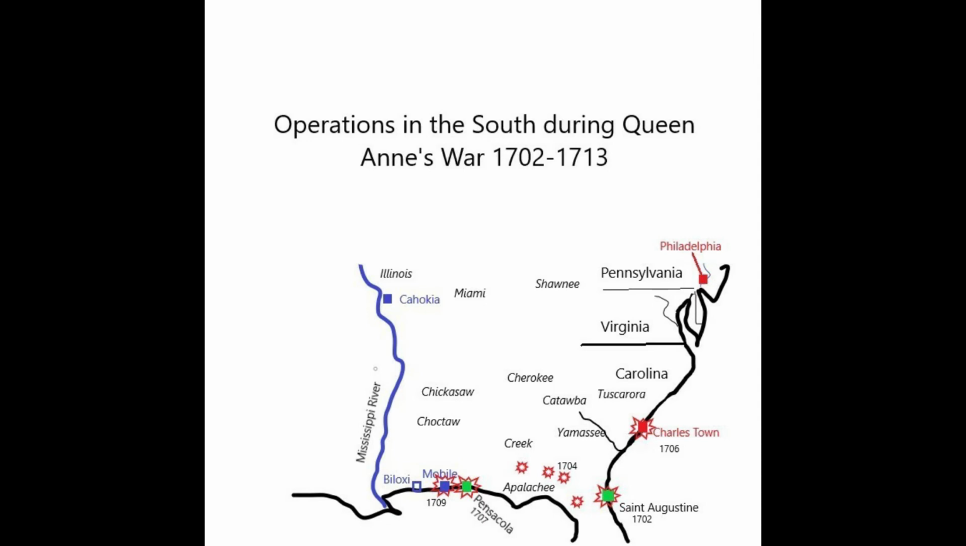On the screen now, you'll notice there's a map of the war in the South and the fighting that went on in the South. Numerically speaking, the Indians played a much bigger role in this fighting than they did up in New England. On the map, I've placed the names of the Indian tribes in italics, generally in the area that they were at when the war started. In the north, you have the Illinois, the Miami, and the Shawnee. And in the south, towards the Mississippi River, you have the Chickasaw and the Choctaw. In the central south, you have the Cherokee, the Creek, and the Appalachee. And then further east, you had the Catawba, Yamasee, and Tuscarora that were in or near Carolina.